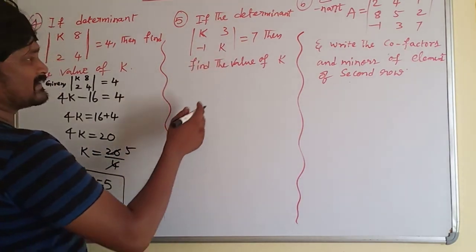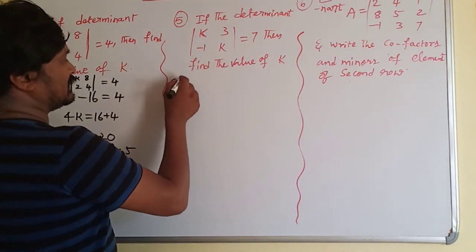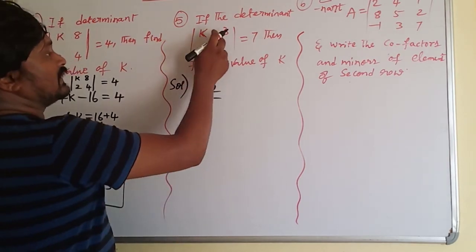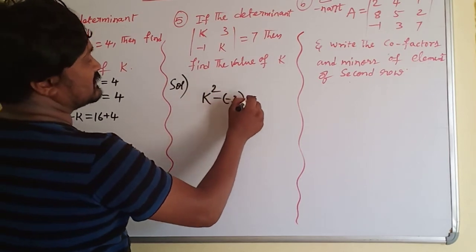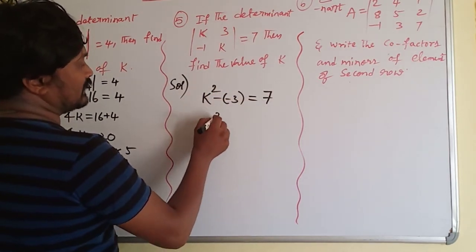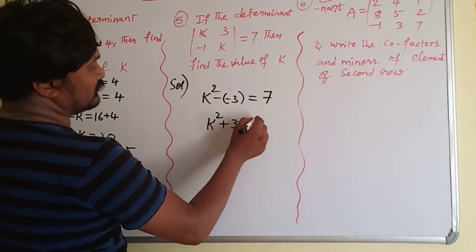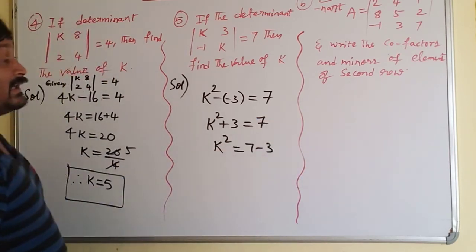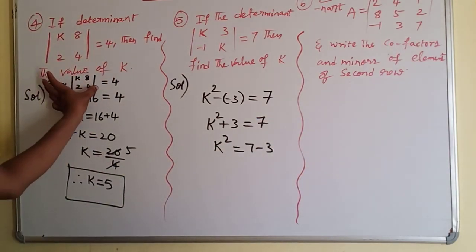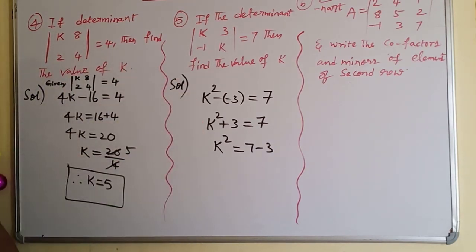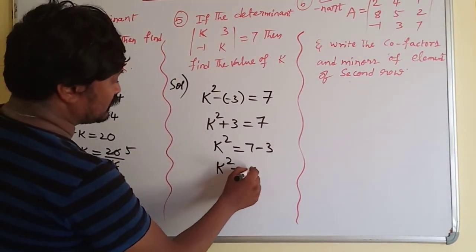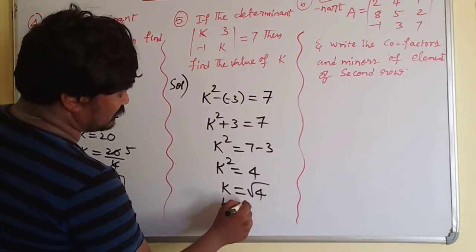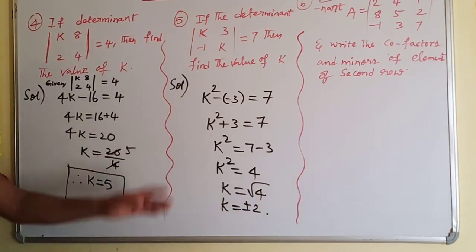And let's move on to the fifth one. Same as before. So let me complete here. k into k, k square minus 3 into minus 1, minus 3, that is equal to 7. So k square, minus into minus is plus 3, is equal to 7. Plus 3 goes to that side, minus 3. k square is equal to 7 minus 3. But when you are writing in your examination, first write like this, whichever is given, then complete this part. So now k square is equal to 4. Then k is equal to square root of 4. That is k is equal to plus or minus 2. That is about your fifth problem.